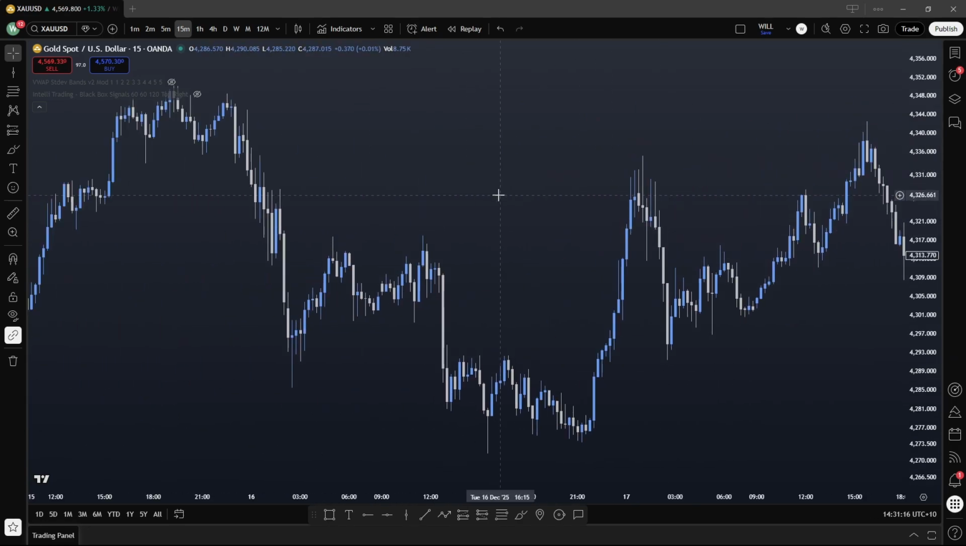And in future videos, we're going to get a little bit more technical. We're going to get a little bit more strategy focused, and we can talk about how these candlesticks can actually be a confluence in your overall analysis.